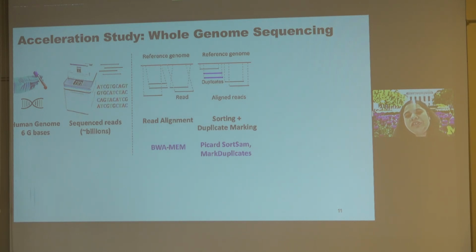And then once you find an approximate location for these reads, we remove all the duplicates. We do some sorting to make sure they're in a reasonable order and format for the variant caller to call the variants. And then what the variant caller essentially does is it piles up all these aligned reads together and then finds out true variants.